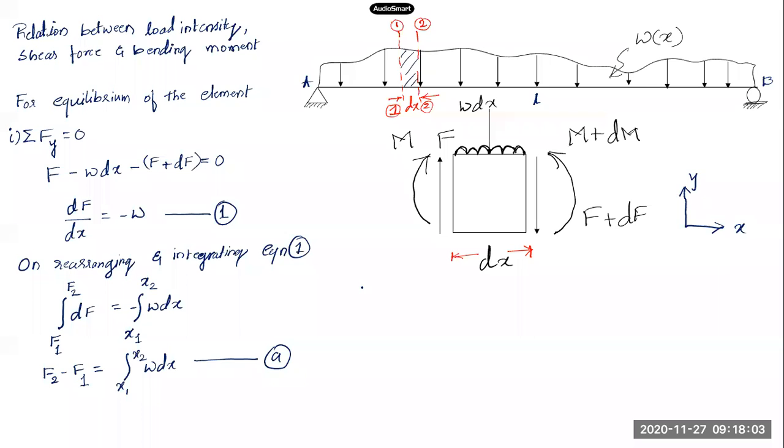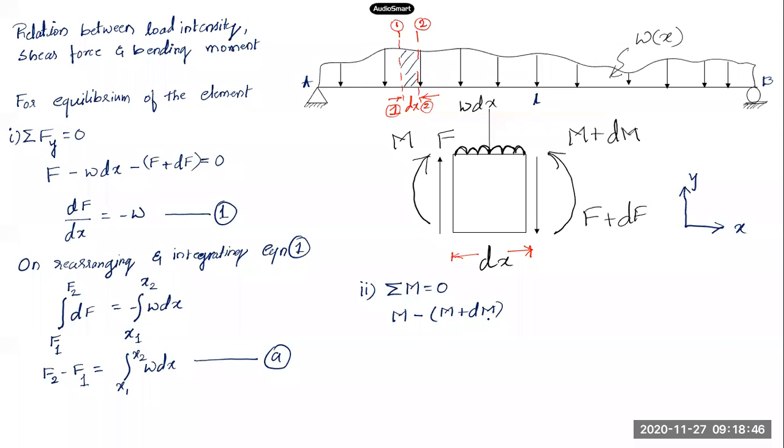Now second, I'll go for one more condition of equilibrium. The second condition of equilibrium is that the summation of moments should come out to 0. Summation M should result in 0. So what are the moments acting on this section? Here, what I have chosen is as per the positive sign convention direction on this section, whatever the loading direction we have chosen. So on the left side, the moment is M, and on the right side, the moment is anti-clockwise, minus M plus dM, because it is anti-clockwise.